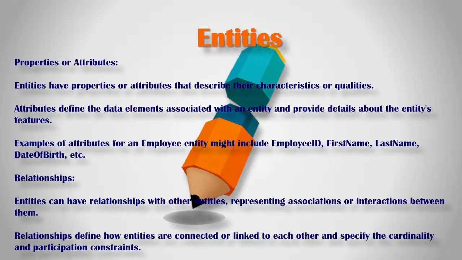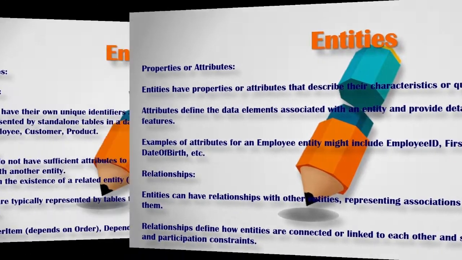Relationships. Entities can have relationships with other entities, representing associations or interactions between them. Relationships define how entities are connected or linked to each other, and specify the cardinality and participation constraints.